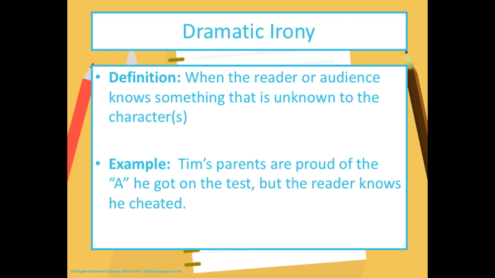When we, the audience, or we, the reader, know something the characters don't, that would be pivotal to the plot. For example, Tim's parents are proud of the A he got on the test, but the reader knows that he's cheated. Especially if later on down the road, Tim feels a lot of guilt, or he gets something out of that A.